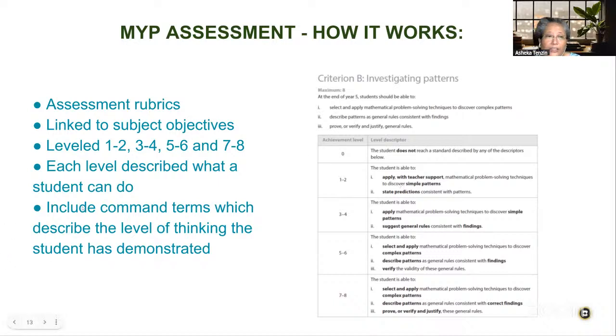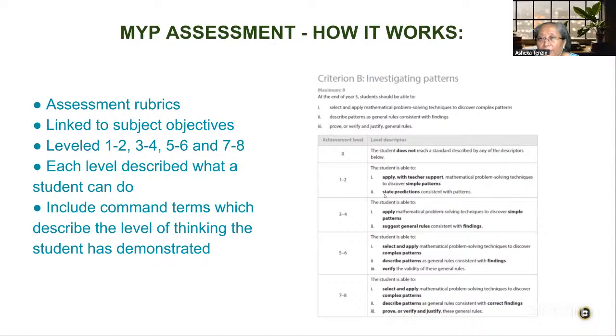Okay, so each level is described by what a student can do. So these are all the levels and it includes command terms. So if you see over here, there are certain verbs that are in bold: apply, state, suggest, select and apply, describe, verify, prove, verify, justify. These all are Bloom's taxonomy terms. And these are called command terms in the MYP. And these command terms have specific definitions.